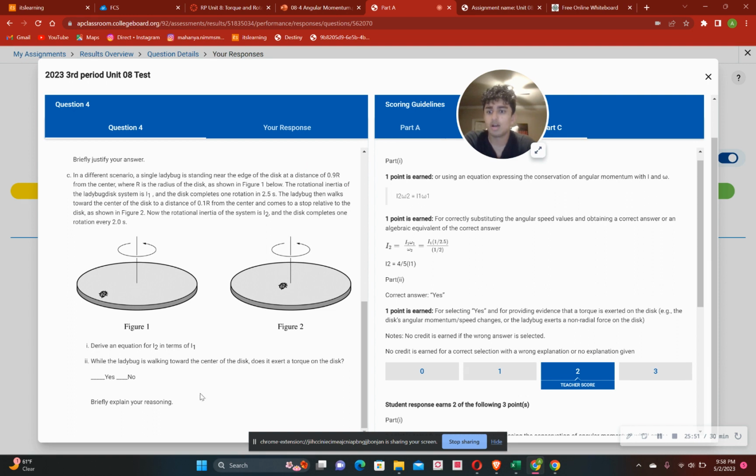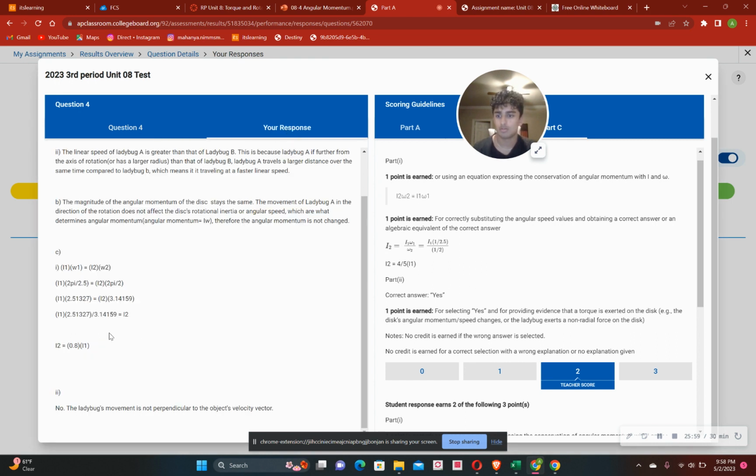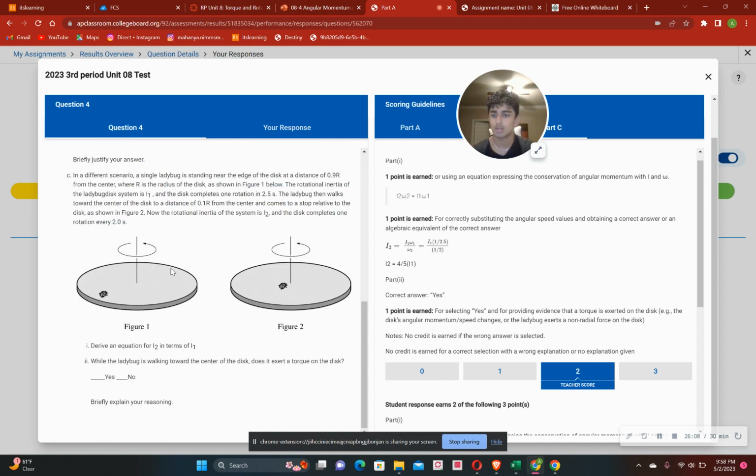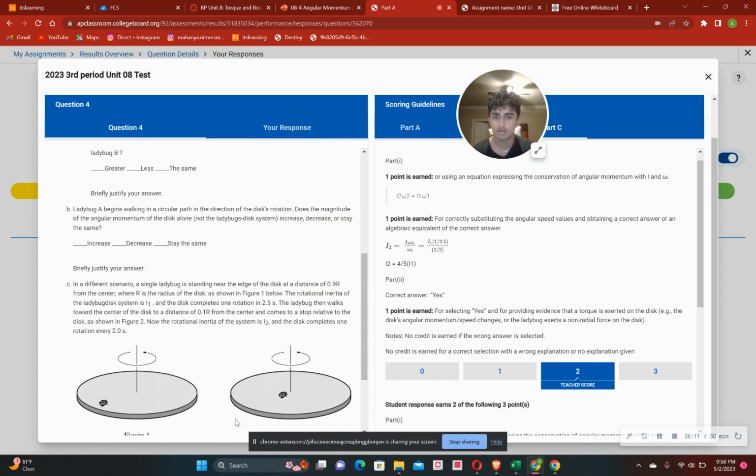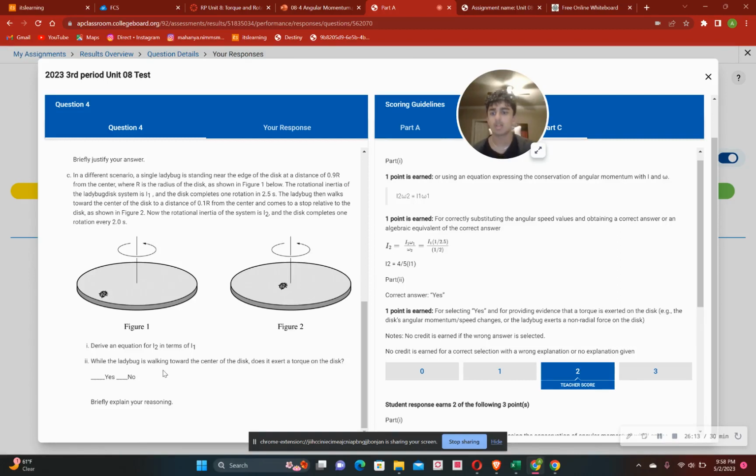It says derive an equation for I2 in terms of I1. So I did that right. I got 4/5 I1, 0.8 I1, same thing. But what was the question again? Sorry. While the ladybug is walking towards the center of the disc, does it exert a torque on the disc? I said no. I just didn't know, so I just said no. But the correct answer is yes, a torque is exerted on the disc.